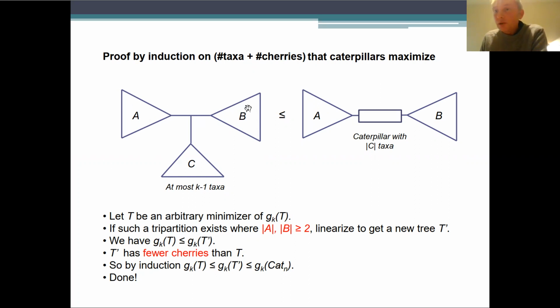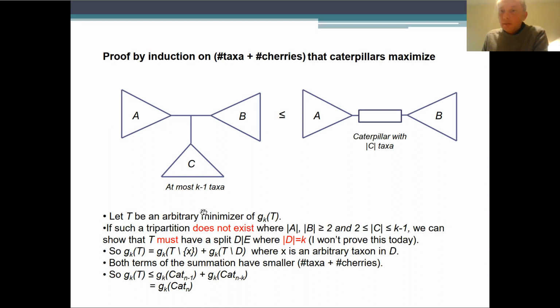If A or B has 1 leaf, then this is not guaranteed. But certainly if A and B both have at least 2 leaves, this kind of linearization will definitely reduce the number of cherries. By induction, that then triggers this relationship. So by induction, GT prime is less than or equal to the caterpillar. Chaining these together, you get that our original tree is less than or equal to the caterpillar on the same number of leaves. But that's only if this tripartition with these special features actually exists. It doesn't always exist, so there's a second case.